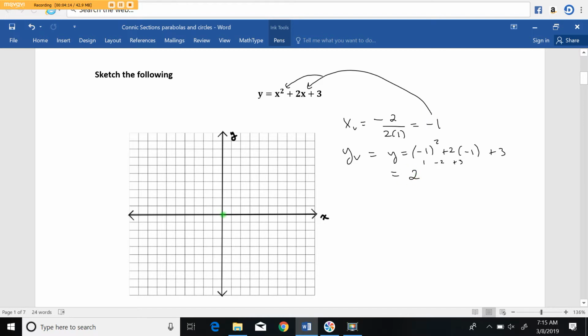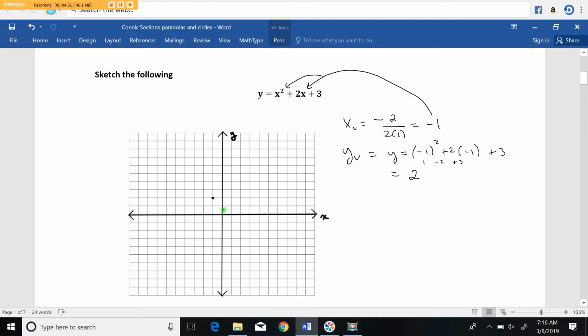So we go to our graph, 1 to the left, 2 up. There's our vertex. Now, we know it opens up. It's going to look something like this. A little more detail would be kind of nice. Here'd be a real nice easy point to get.